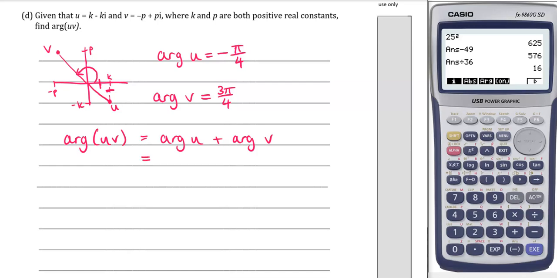So then we just have minus pi by 4 plus 3 pi by 4. If you're not great with fractions, just put that into your calculator, but omitting the pi, so you can see what's happening with the fractions like this. And you'll see that that is the same as pi by 2. You could also have looked at that on the diagram. If you see this here, the argument between the two is 90 degrees, or pi by 2.